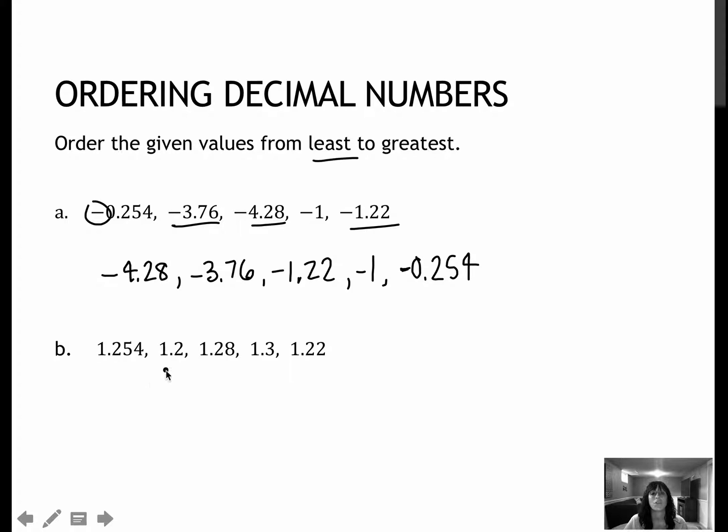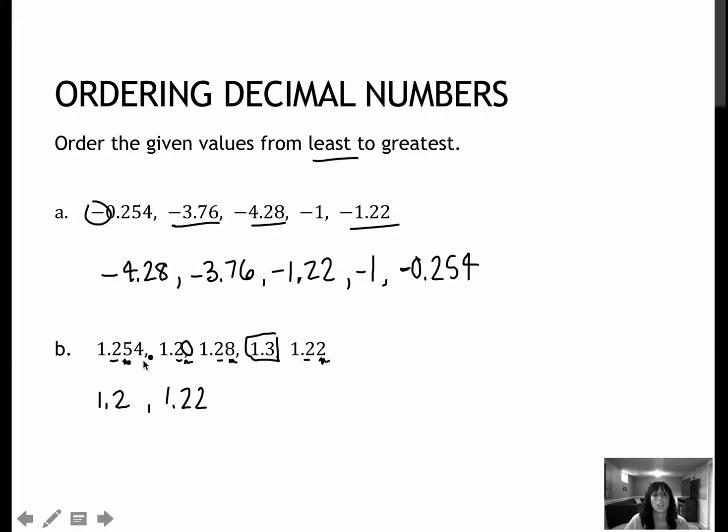For my next example, however, notice that all of these values are very close to one another. So in looking at these, I start with the 1, obviously, and each of them has a 1. Then I look at the 2, and the 2, and the 2, and we'll come back to that one. That one's obviously going to be my biggest because it's got a 3. The rest of these have a 2. So now I'm comparing the 5 and the 0 and the 8 and the 2. So I would start with 1.2 because 0 is the least of those numbers. And then again, I'm looking at the 5, 8, or 2. 2 would be next.